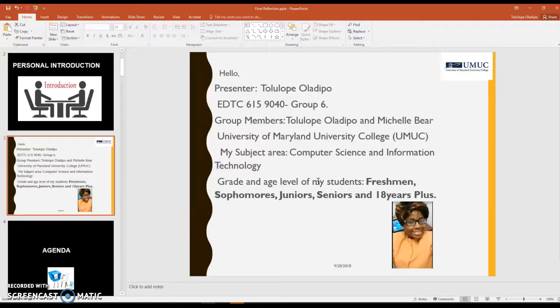I'm going to see this as a project. It's a data review project we completed at the University of Maryland University College. I'm a professor, and my subject area is computer science and information technology. Most of the students I teach are freshmen, sophomores, juniors, seniors. I mean, all college students, and they are 18 years plus of age.